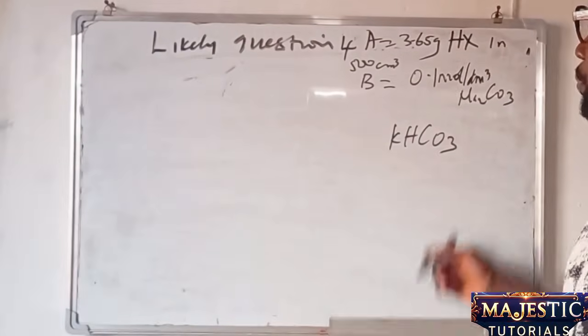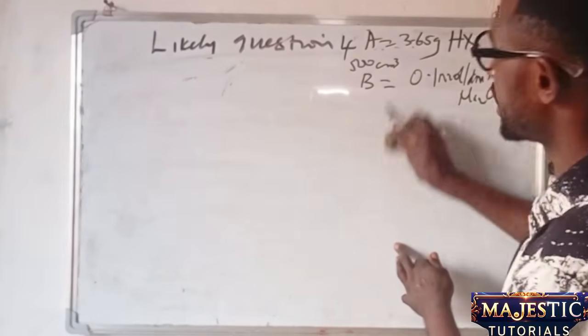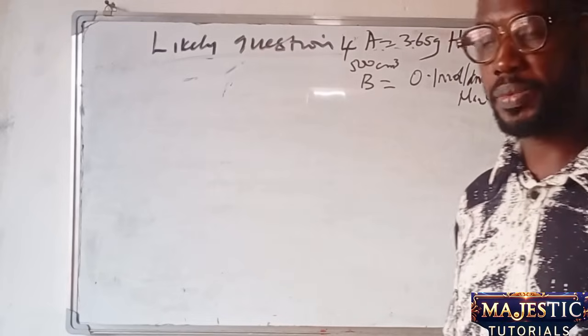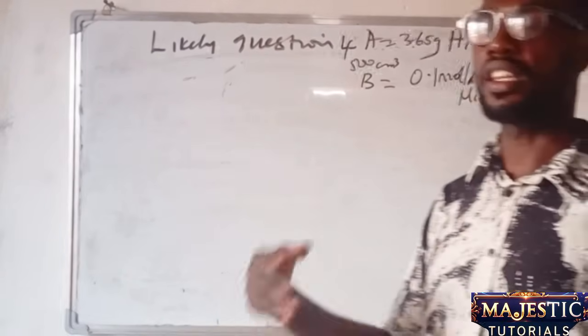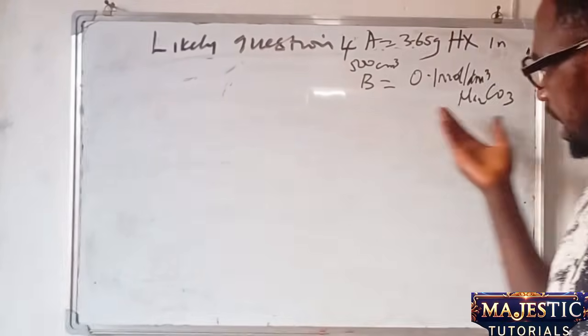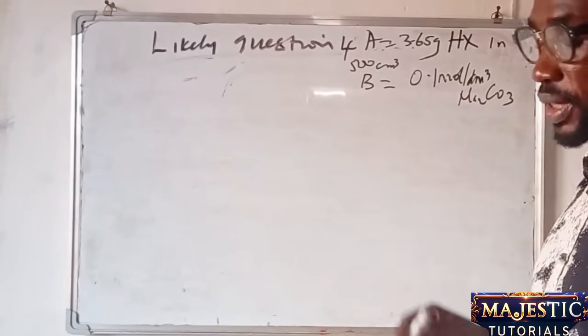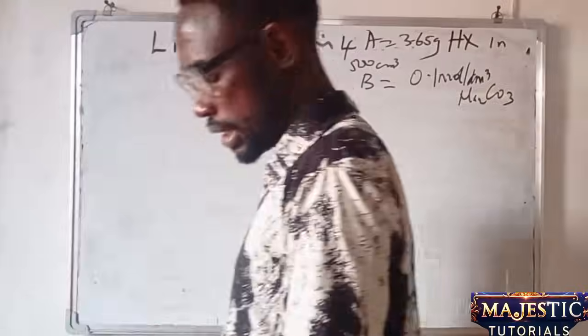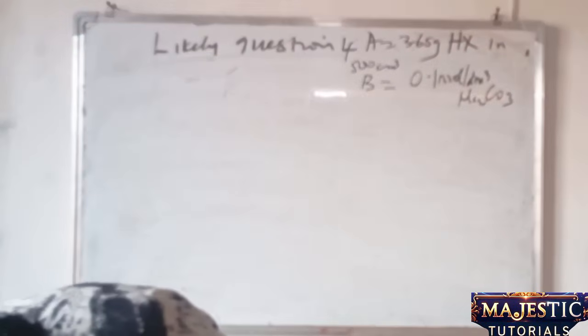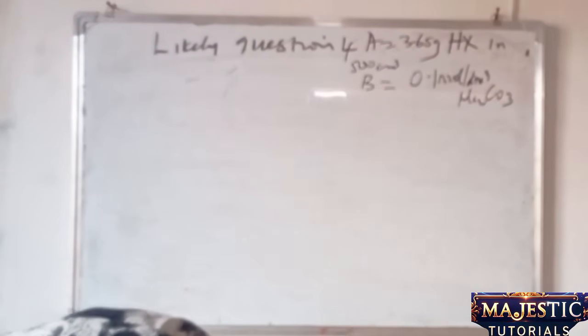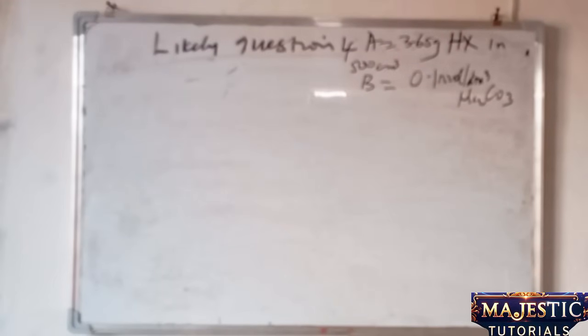Okay, so bear in mind that they can change A and B to anything they like, especially when it's monobasic. They will still use another monobasic acid. They can still use this. Okay, now 0.1 mole per dm cube sodium carbonate. They now give us the equation. After everything, put B. Remember, you use the same table.